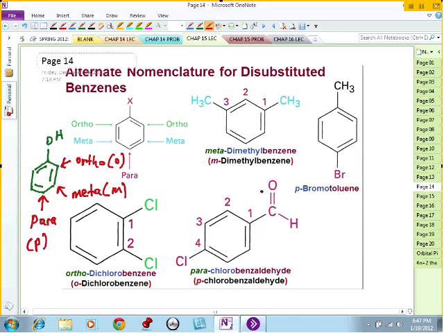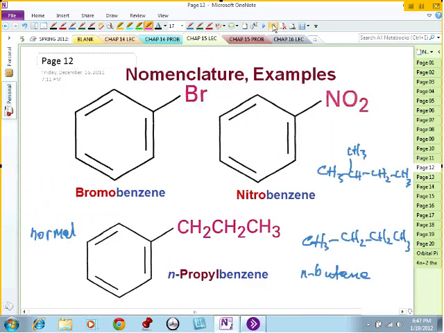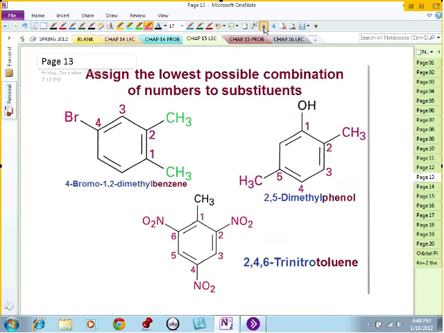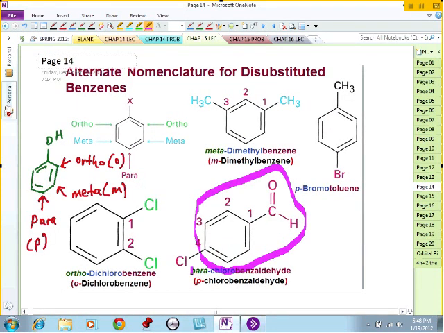Another example here. Keep in mind that this part of this molecule is also an accepted base name. If you go back to the table that we showed you earlier, benzaldehyde, that is this molecule here. That is also an accepted base name. So this becomes p-chloro. It will either say para-chlorobenzaldehyde or p-chlorobenzaldehyde. So those are the different ways in which you could name these aromatic molecules.